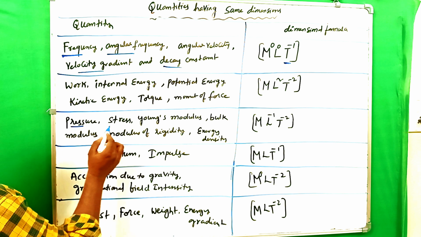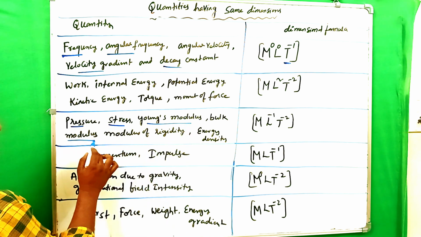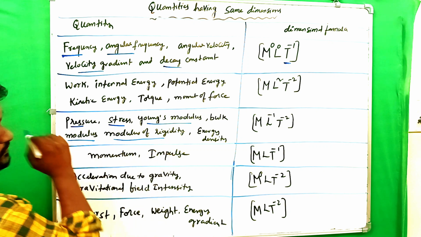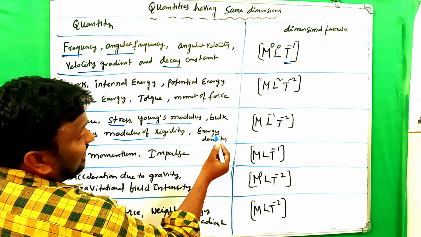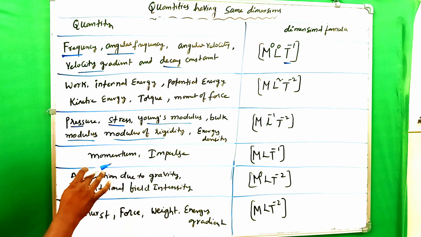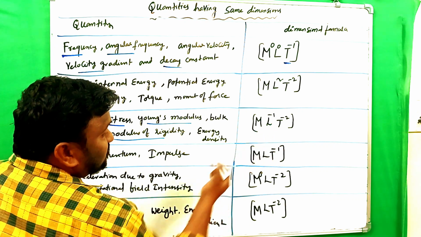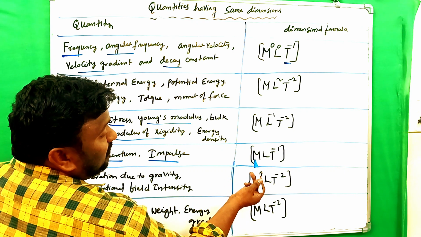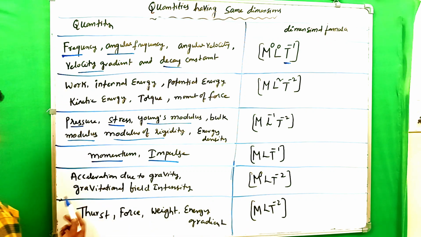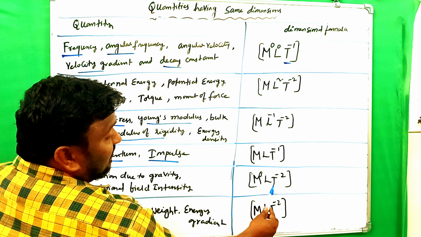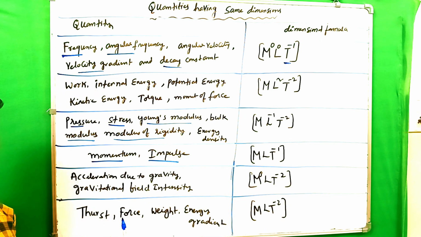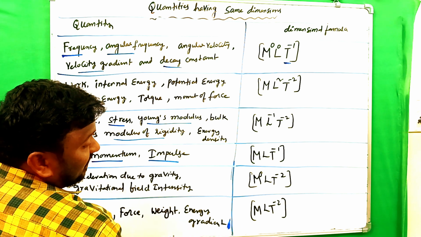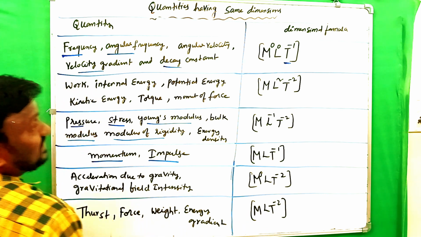Next, pressure, stress, Young's modulus, bulk modulus, modulus of rigidity and energy density. All have the same dimension formula, M L inverse 1 T inverse 2. Next, momentum and impulse, both have the same dimension formula, M L T inverse 1. And next, acceleration due to gravity and gravitational field intensity, so L T inverse 2. Next, thrust, force, weight, energy gradient, they have M L T inverse 2, the same dimension formula.